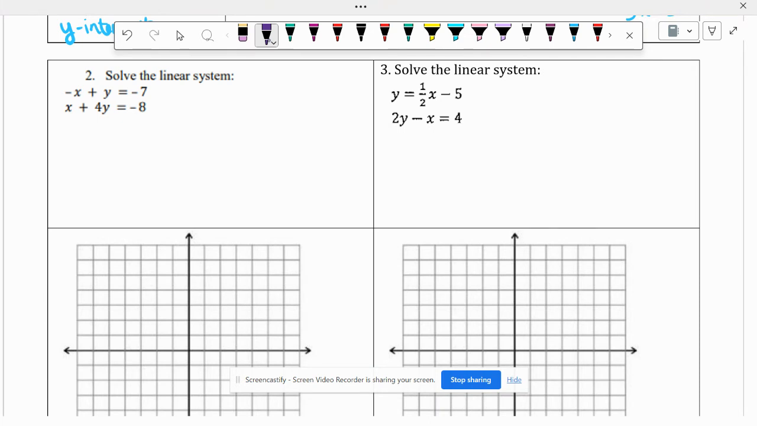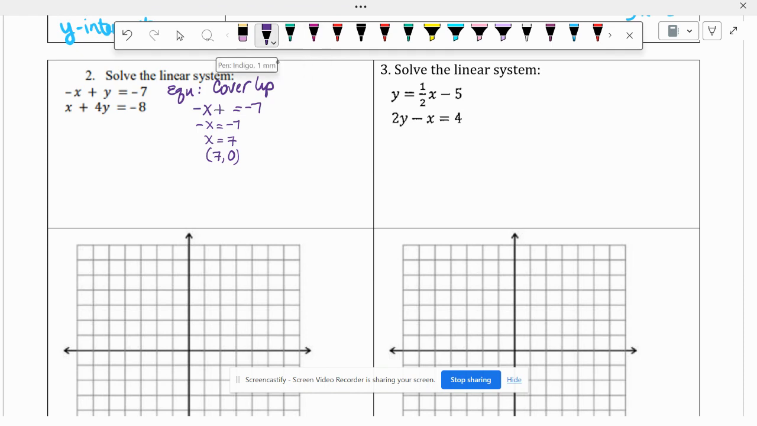So I'm going to look at equation number 1. And for equation number 1, I'm going to use the cover-up method. So I have negative x plus y equals negative 7. If I want to find the x-intercept, I let y equal 0. So I'm going to cover up the y. That leaves me with the equation negative x equals negative 7, which means positive x equals positive 7. So that crosses the x-axis at the ordered pair 7, 0.